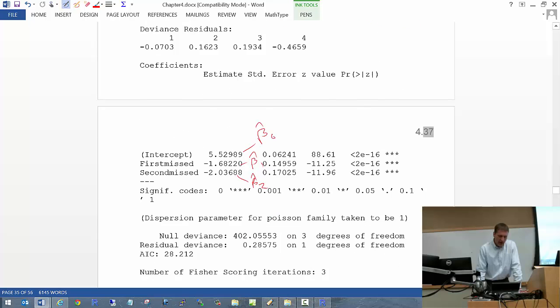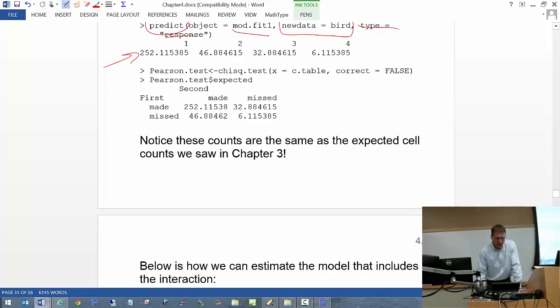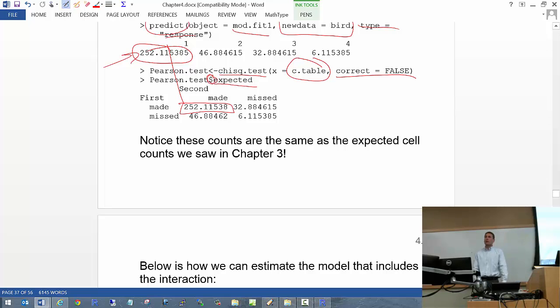And I can actually find these relatively quickly. I'm not for sure if we've done this before or not. I think we have. Remember the chi_sq.test function? I put in my contingency table, correct equal false. And one of the components that's produced by this function is the estimated expected counts. And guess what? These estimated expected counts are exactly the same as what we get from the Poisson model. Because again, it's under independence.